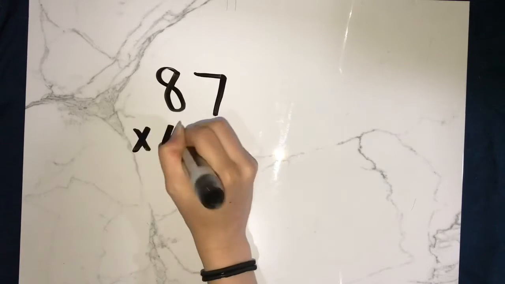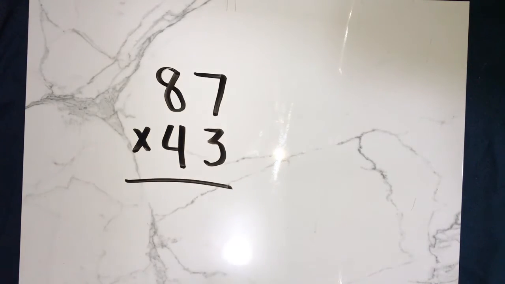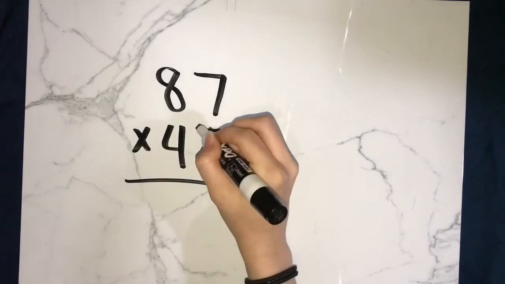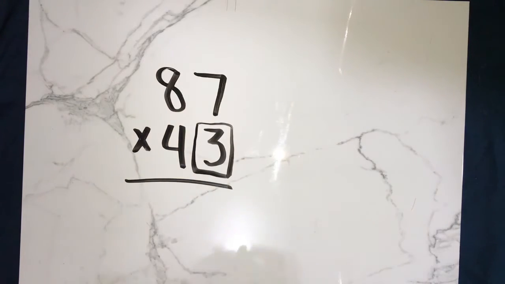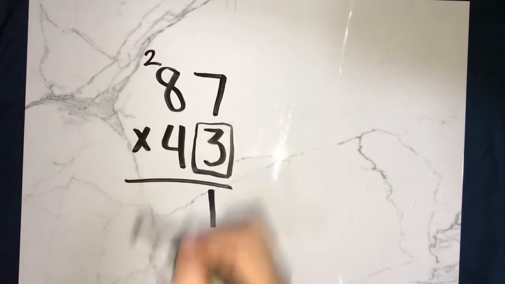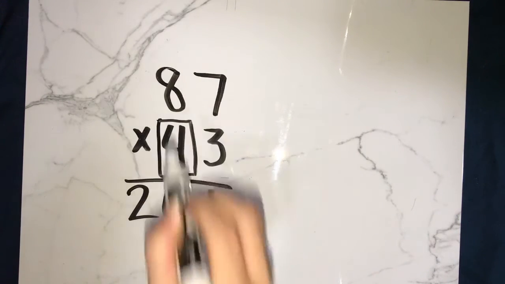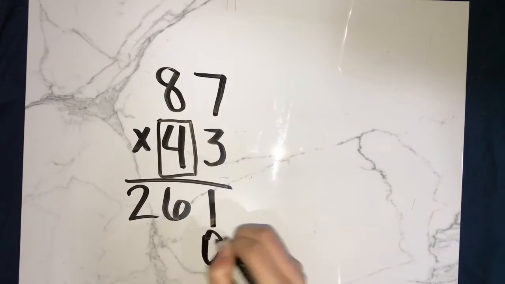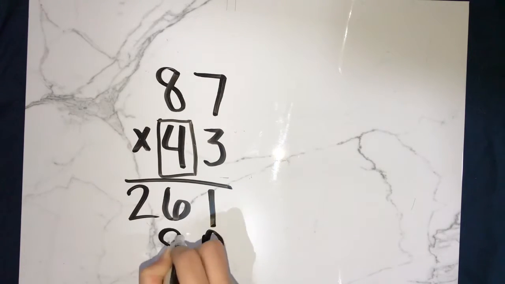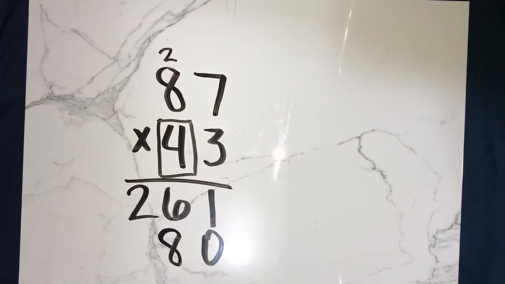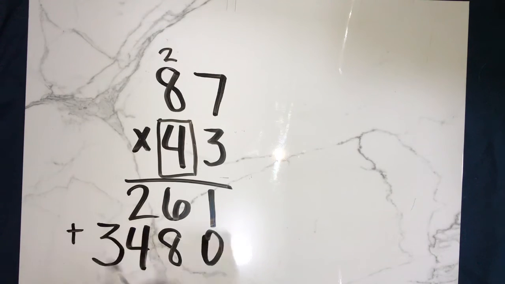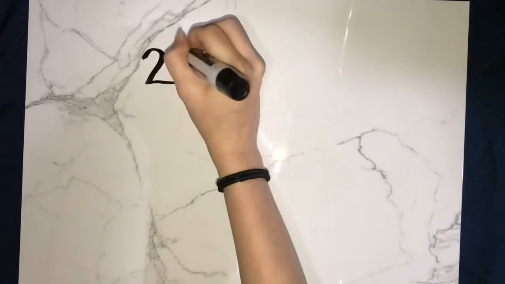And now let's work on another problem, 87 times 43. We're going to work it the same way. So 3 times 7 is 21, put the 1 down, put the 2 up top. 3 times 8 is 24 plus 2 is going to be 26, so we'll write that down. Now since we're moving on to our second number, we'll put a 0, and then 4 times 7 is 28. We'll put the 8 down, 2 up top. 4 times 8 is 32, plus 2 is 34.